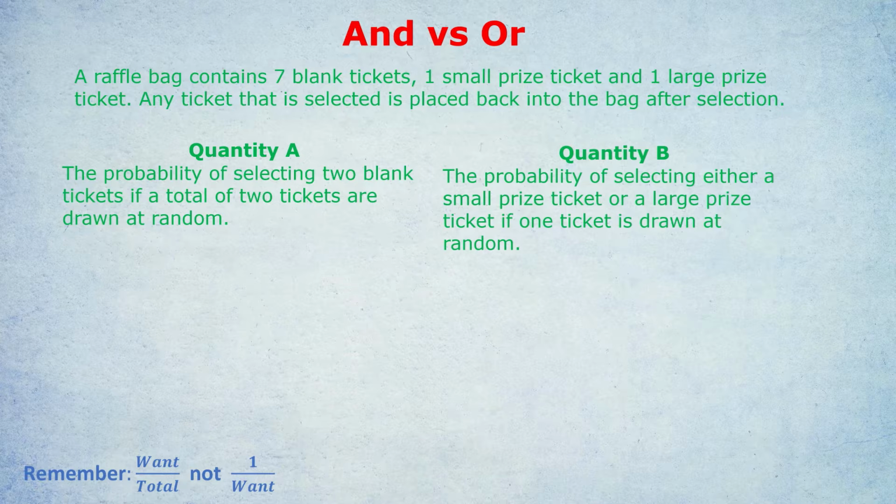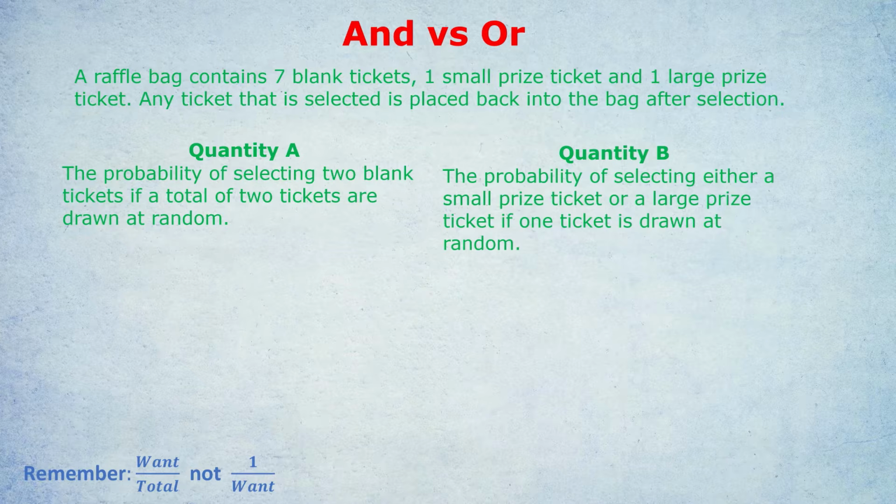Here's the question. A raffle bag contains 7 blank tickets, 1 small prize ticket and 1 large prize ticket. Any ticket that is selected is placed back into the bag after selection. And we need to, based on this information, compare two quantities, quantity A and quantity B. Say which one's bigger, say if they're the same, or say if there's not enough information to tell.